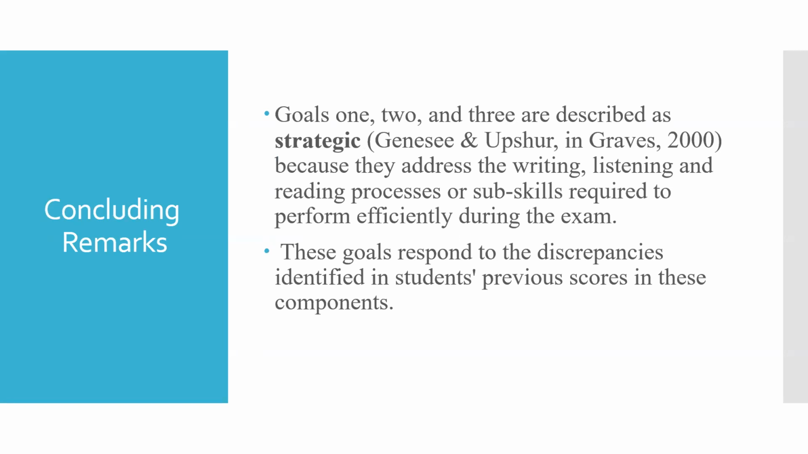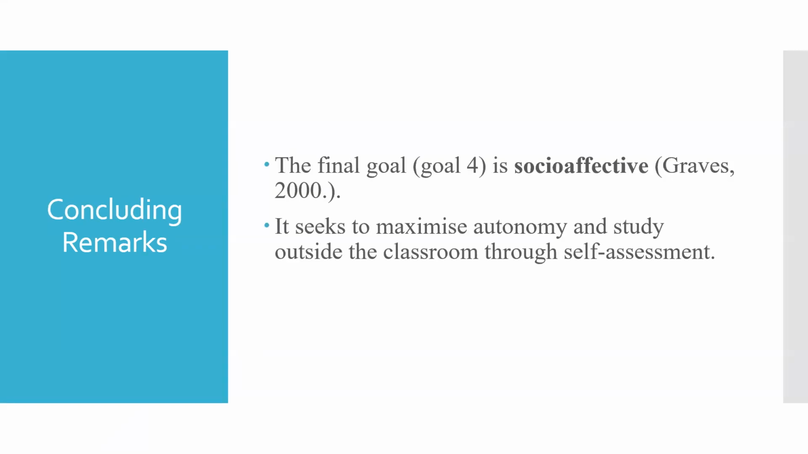So goals 1, 2, and 3 are described as strategic because they address the writing, listening, and reading processes or sub-skills required to perform efficiently during the exam. These goals respond to the discrepancies identified in the students' previous course in these components. And the final goal, goal 4, is socio-affective in that it seeks to maximize autonomy and study outside the classroom through self-assessment.